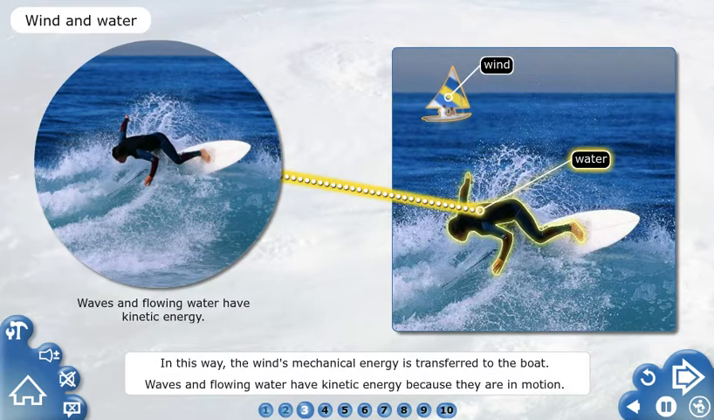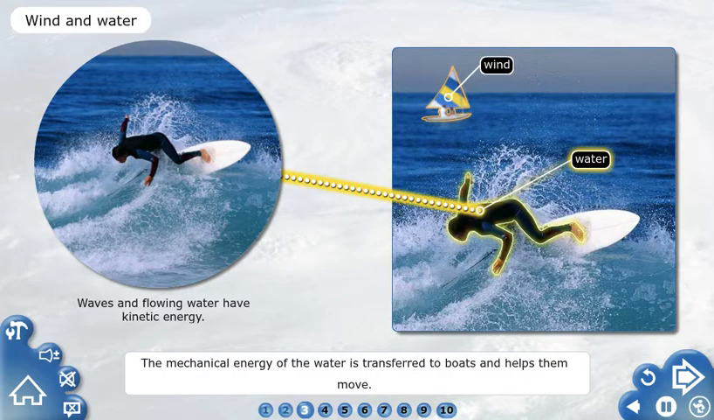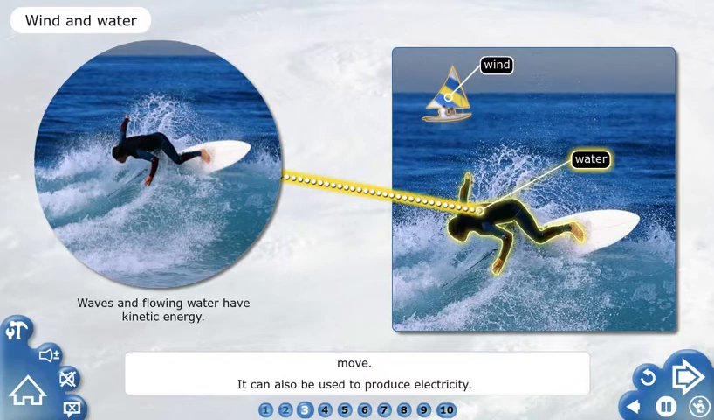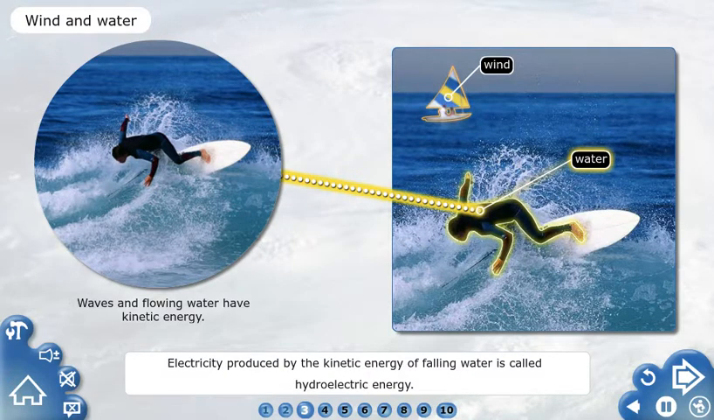Waves and flowing water have kinetic energy because they are in motion. The mechanical energy of the water is transferred to boats and helps them move. It can also be used to produce electricity. Electricity produced by the kinetic energy of falling water is called hydroelectric energy.